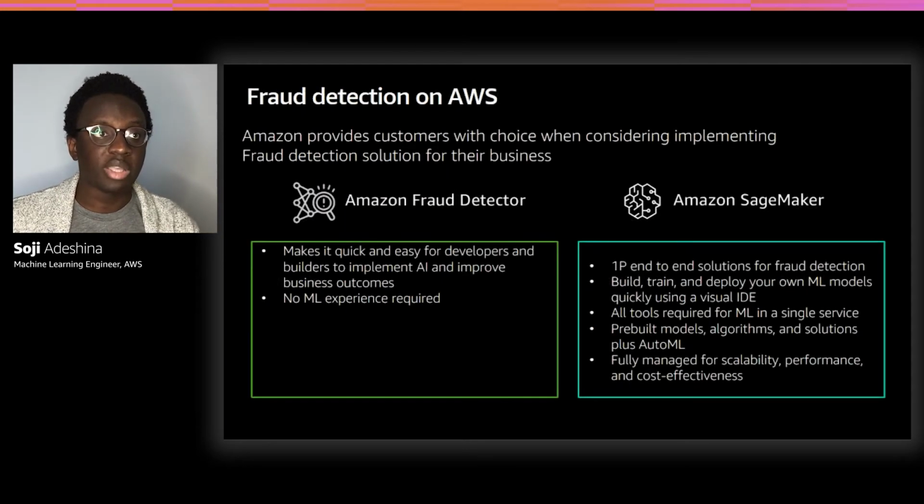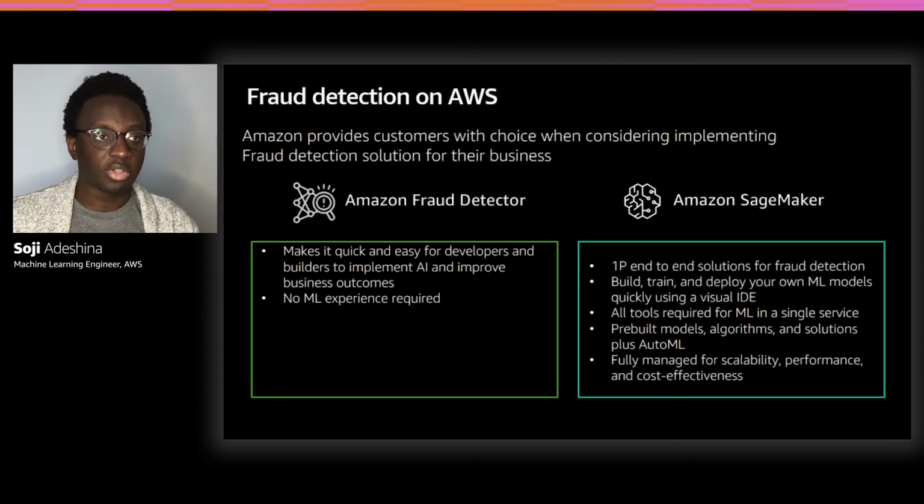So AWS provides choice and flexibility for our customers that are implementing machine learning based fraud detection solutions on the platform. Right. So for example, if you're building a fraud detection system and you don't have machine learning experience and you want to use a simple set of APIs that you can invoke to screen events or transactions, then you can use Amazon Fraud Detector.